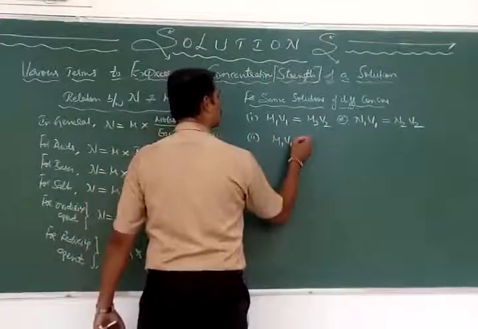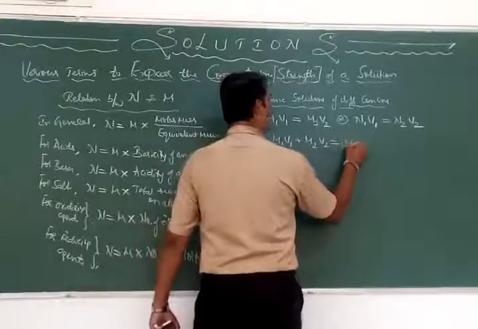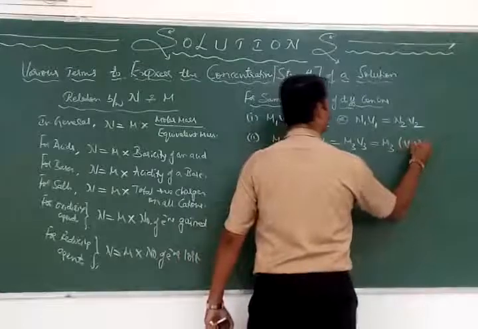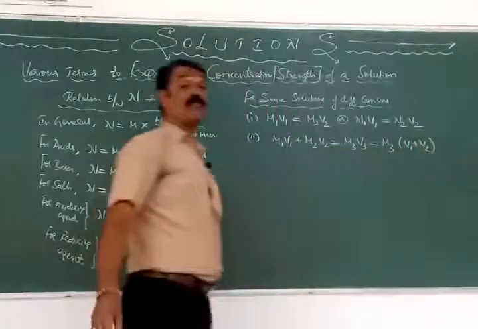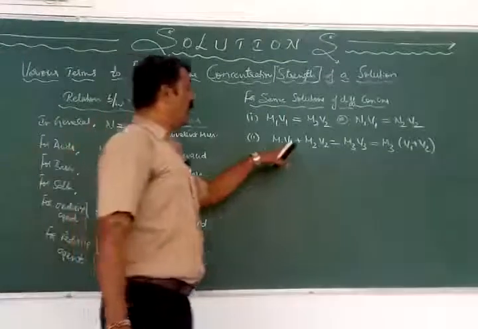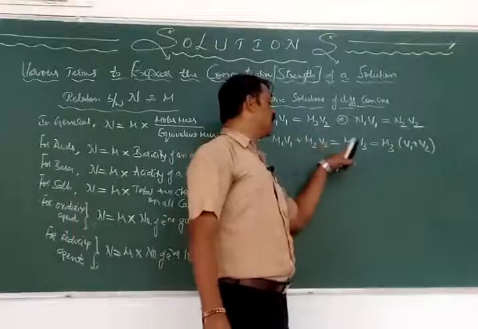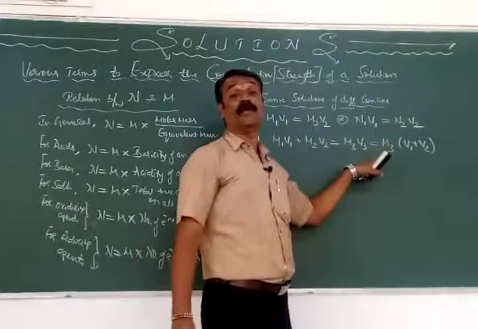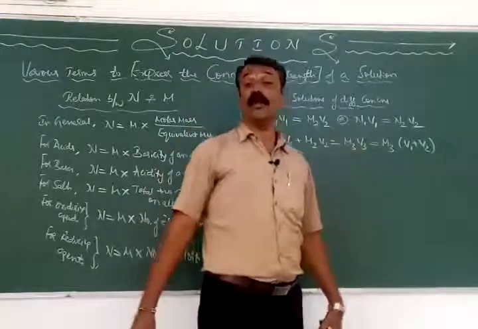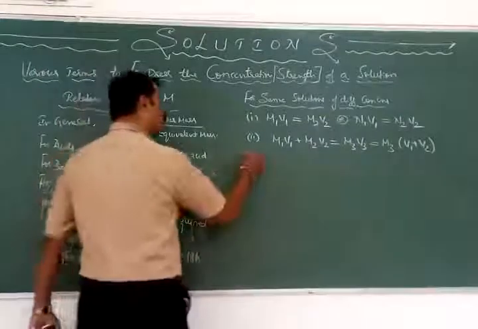M1 V1 plus M2 V2 is equal to M3 into V3, which is also equal to M3 into (V1 plus V2). Suppose we have two solutions of different concentrations, then molarity into volume of the first solution plus molarity into volume of the second solution is equal to molarity into volume of the mixed solution, that is M3 into V3. But how is V3 obtained? It's a combination of which and which? V1 plus V2.